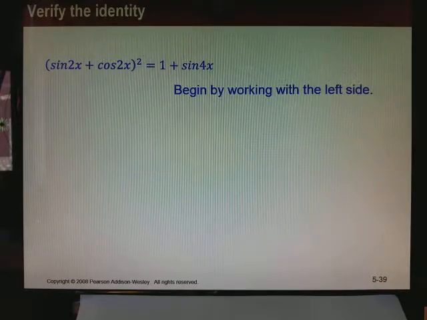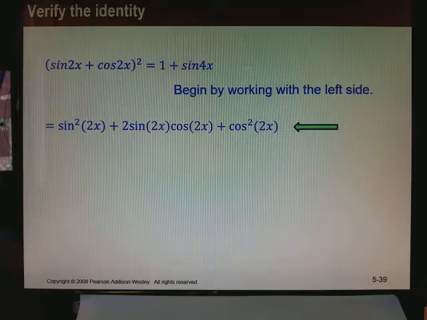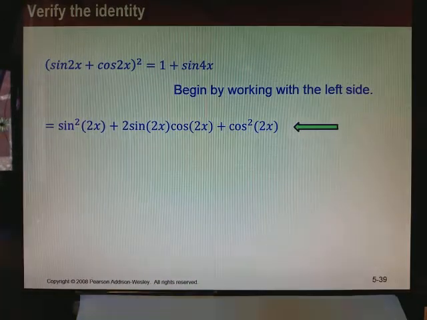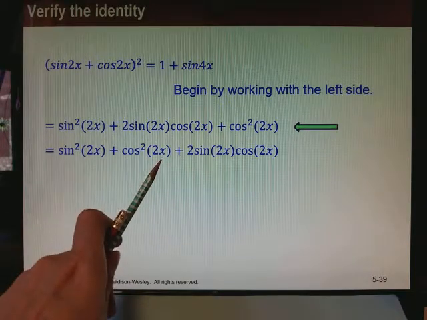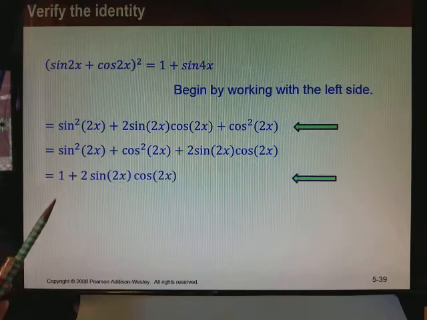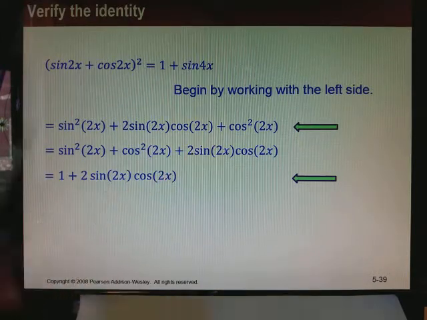All right. Again, we're going to FOIL out our left side. So I do that. Again, I'm going to move these two together. And remember, a sine squared of an angle plus a cosine squared of an angle is equal to 1. So this is equal to 1 plus all of that.